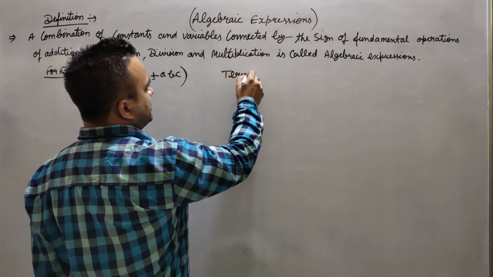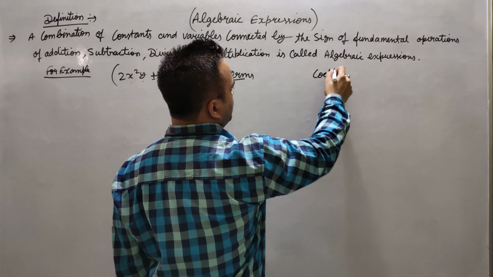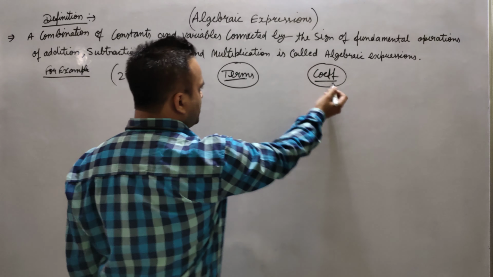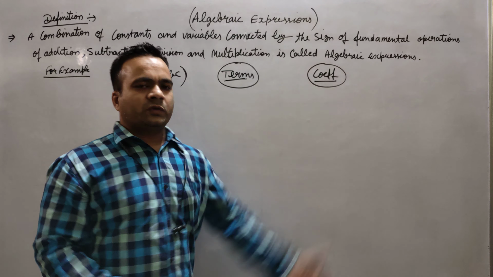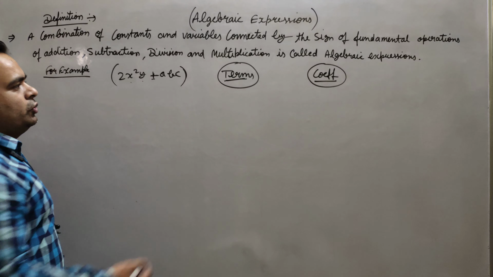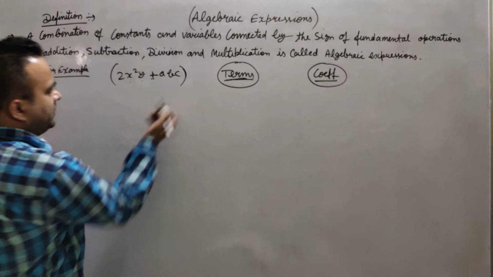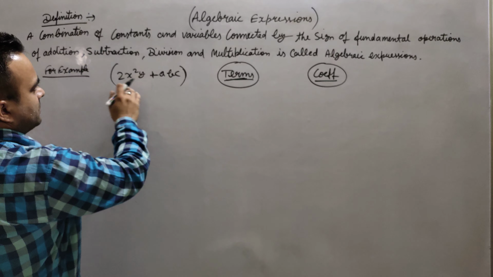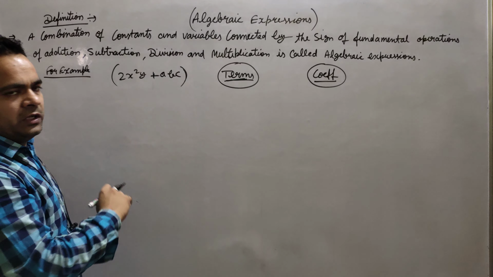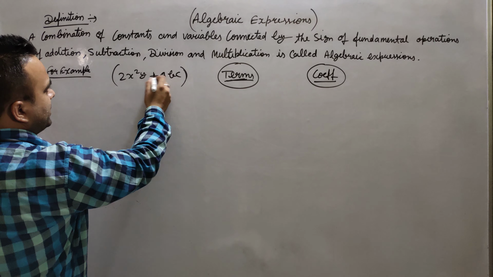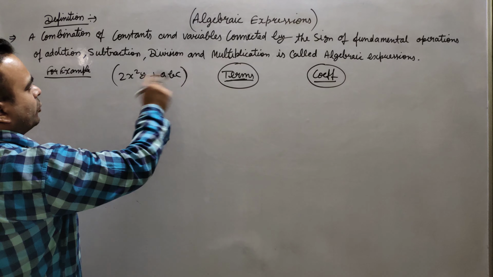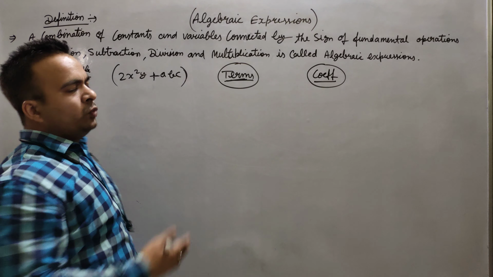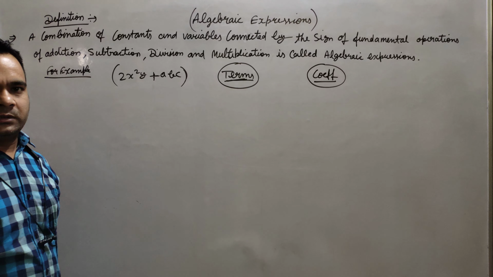The first word is term and the second word is coefficient. We will understand the meaning of both, because on the basis of these two words we classify algebraic expressions. What do you mean by term? Suppose we are taking this example. An algebraic expression may have a long expansion, but how can you identify how many terms are there? Terms are always identified by the plus or minus, because after a plus or minus we take it as a separate part of the algebraic expression.